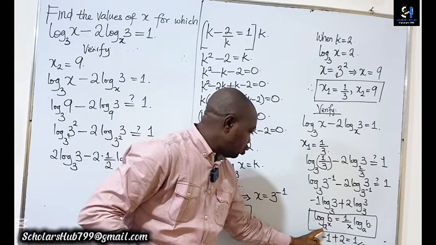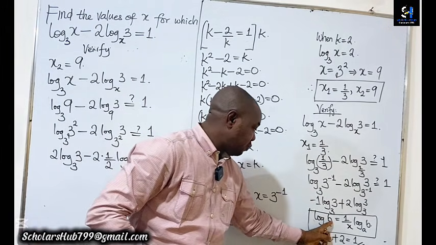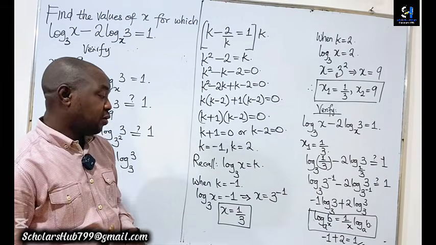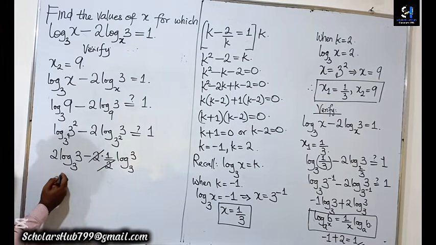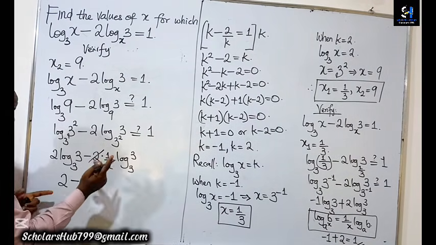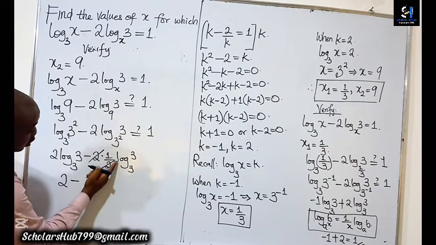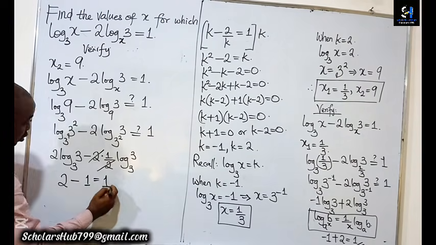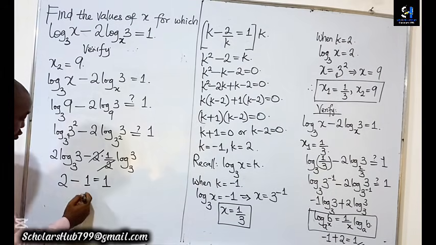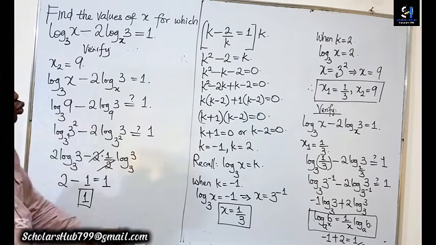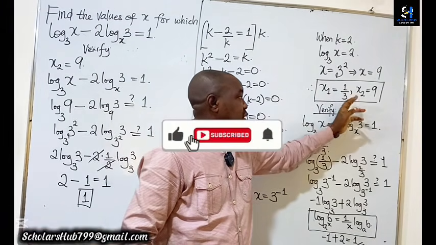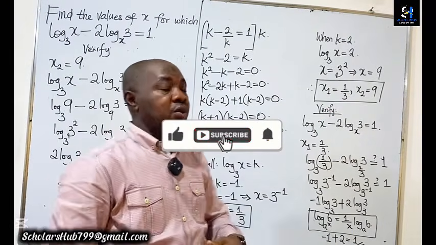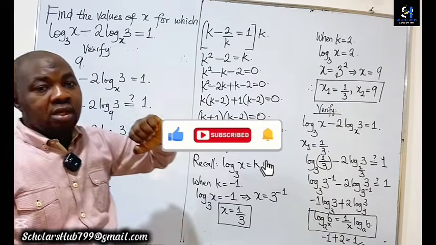Using this property, log base a raised to the power of x of b equals the reciprocal of x multiplied by log base a of b. So in this case, this will be 2, because log base 3 of 3 is 1, then minus 2 divided by 2, which is 1. So we have 2 minus 1, which equals 1. Which means the two values of x, our solution, x equals 1/3 and x equals 9, satisfy this equation.